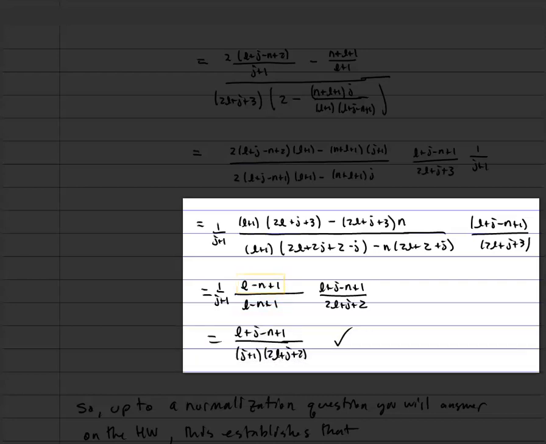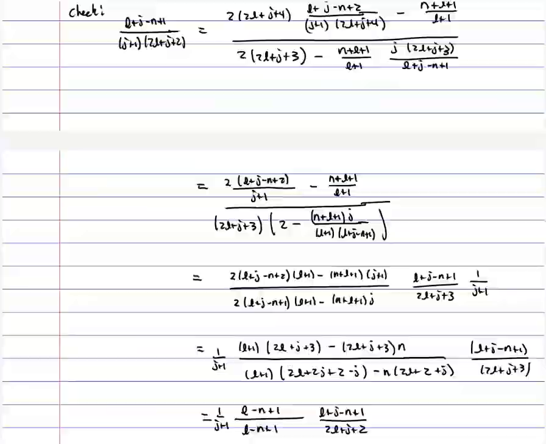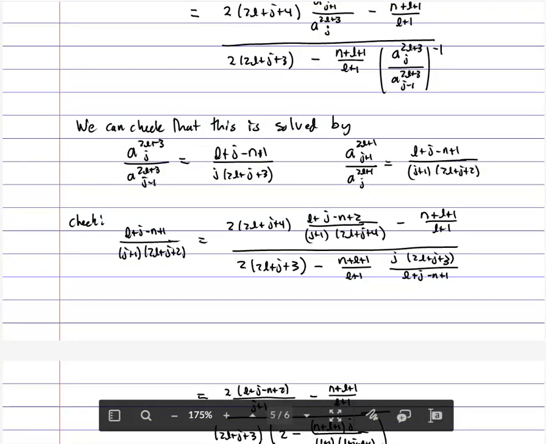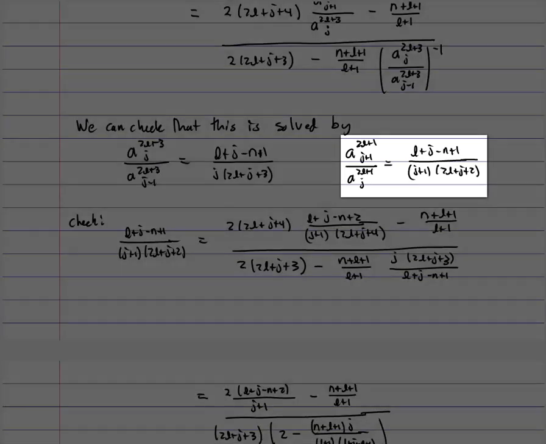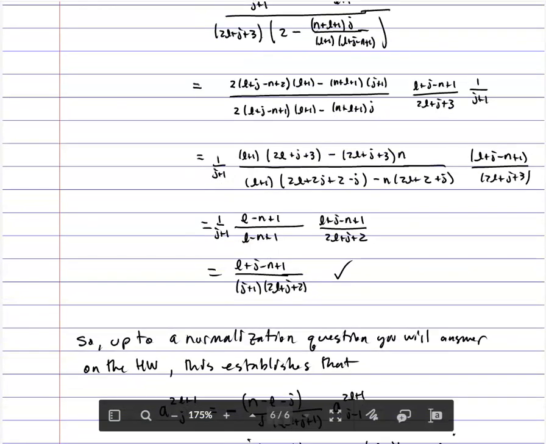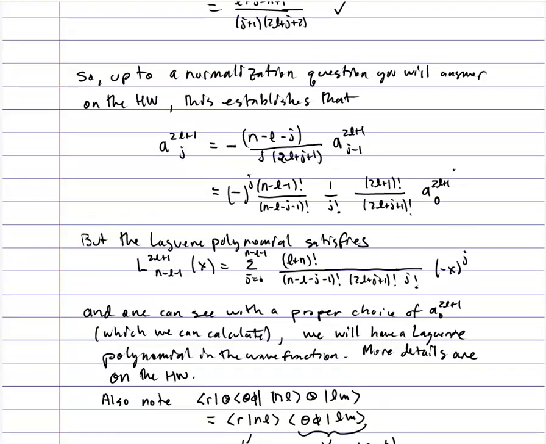And so in the end, when all the dust settles, I'm left with (L + J - N + 1) over (J + 1) times (2L + J + 2). But that is exactly what we said the recurrence relation was for A_{2L+1,J+1} divided by A_{2L+1,J}. That's exactly the form that it needs to be. And so we have verified this recurrence relation.